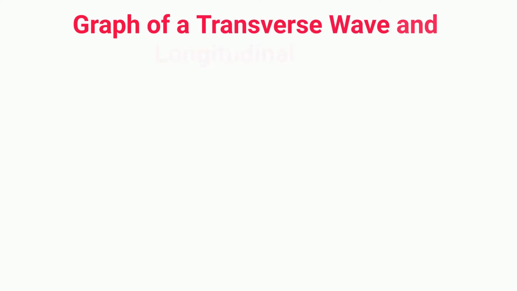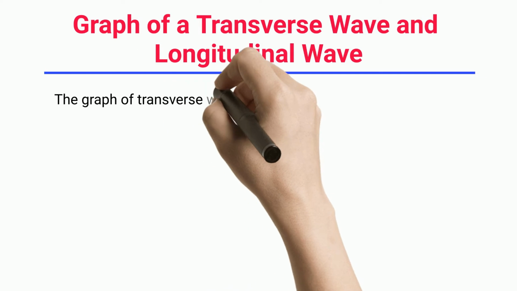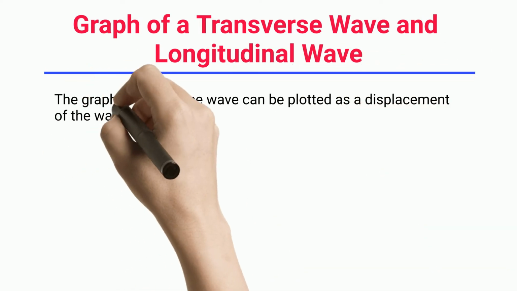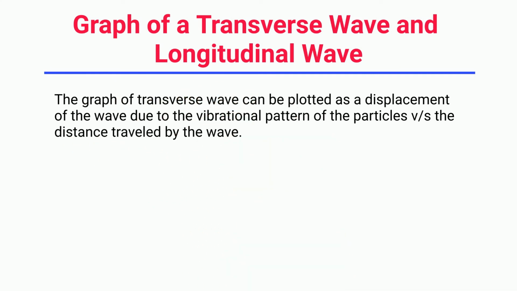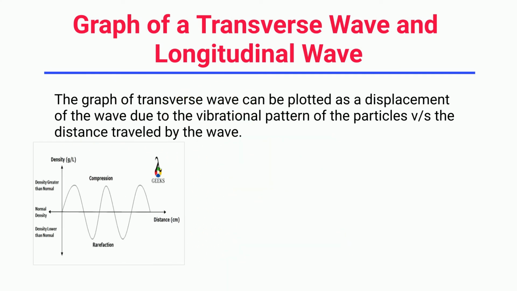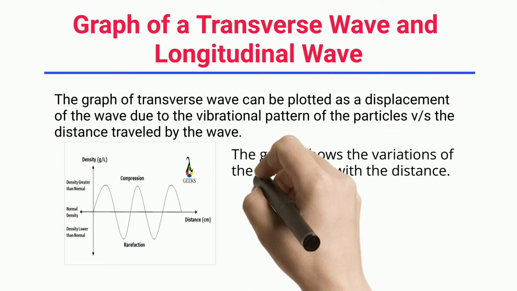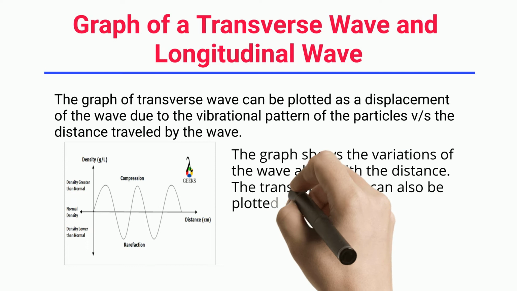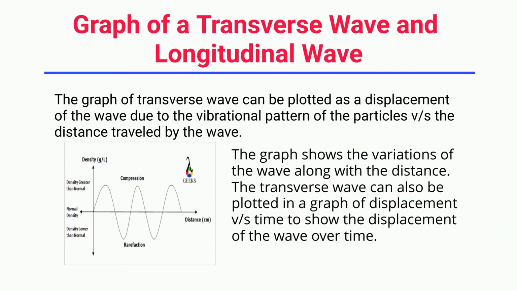Graph of a transverse wave and longitudinal wave. The graph of a transverse wave can be plotted as the displacement of the wave due to the vibrational pattern of the particles versus the distance traveled by the wave. The graph shows the variations of the wave along with the distance. The transverse wave can also be plotted in a graph of displacement versus time to show the displacement of the wave over time.